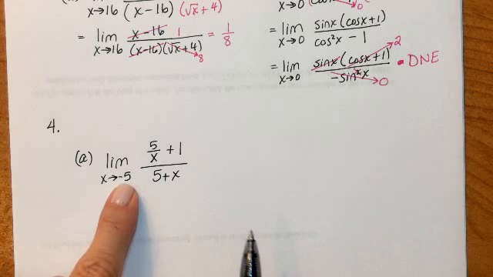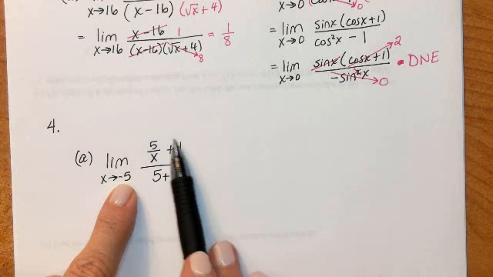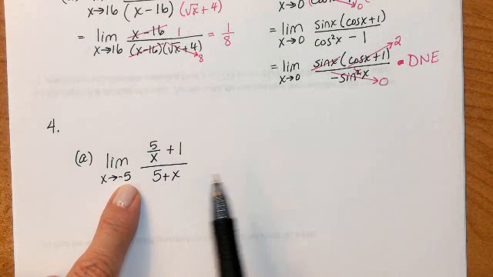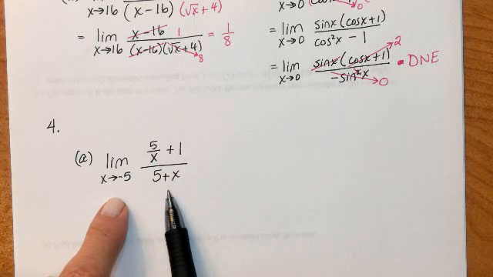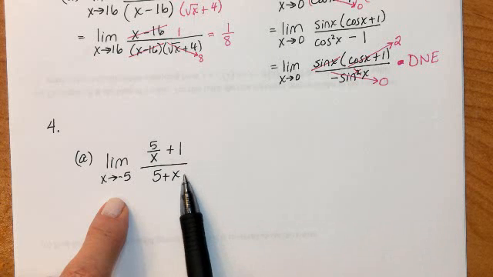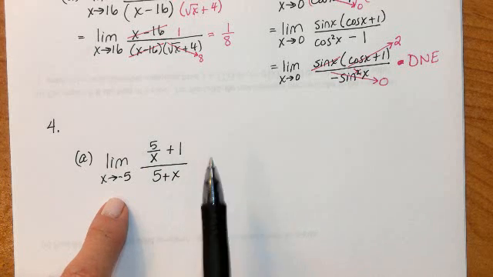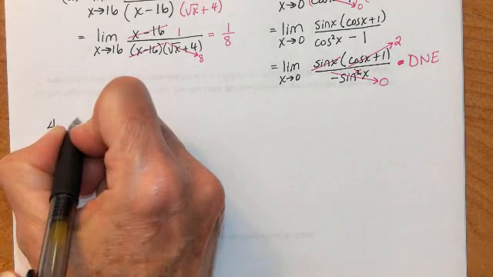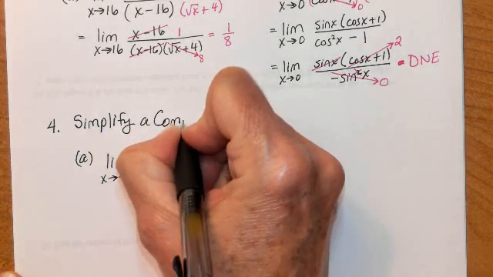Well, if I plug in negative 5 for x, I get negative 1 plus 1 on top, so the numerator is going to 0. The denominator is also going to 0. That's indeterminate, so we need to do something with this. I can't factor. I cannot do a conjugate. No conjugate would work here. So all I can do here is simplify this complex fraction. It is a complex fraction because it's a fraction within a fraction. So this technique I'm calling simplify a complex fraction.